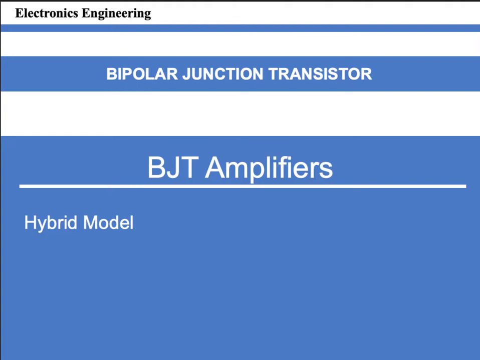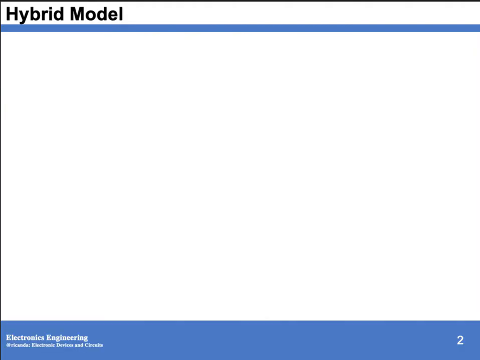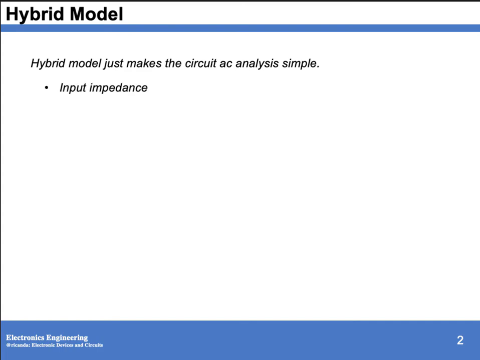So this is our hybrid model. The hybrid model just makes the circuit analysis simple. It is mostly not used in practice for digital applications. It is used in analog applications when we need to find out the input impedance, output impedance, voltage gain, and current gain. These parameters are useful for making amplifier circuits and filters.